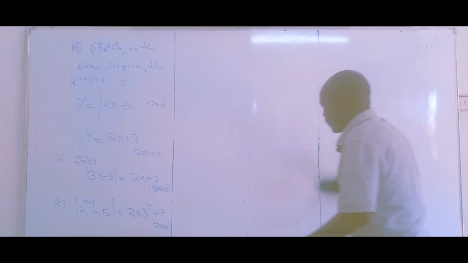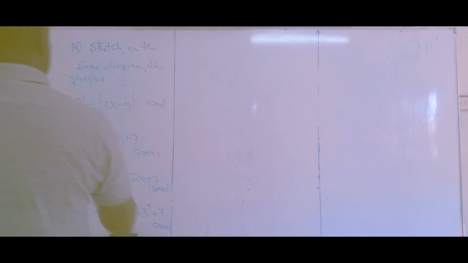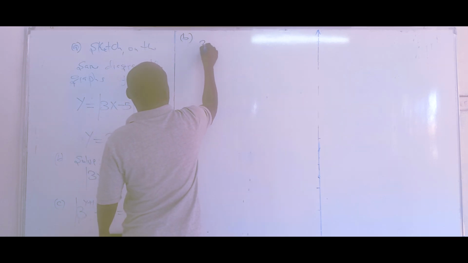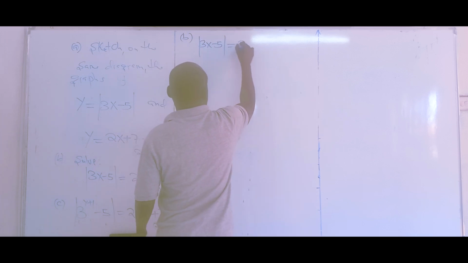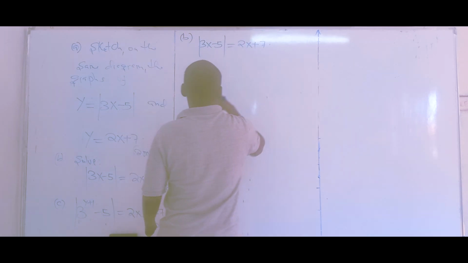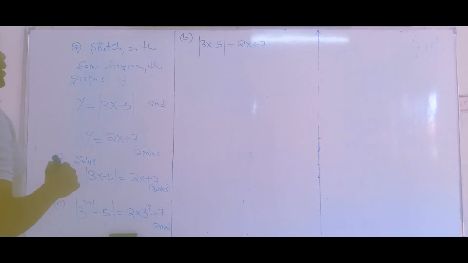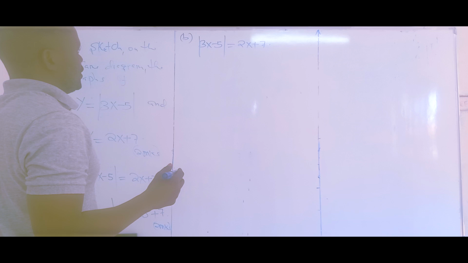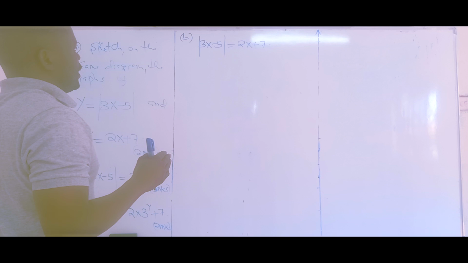Okay, now we consider this. So part B is solve for |3x - 5| = 2x + 7. So there are two ways. One way is where you solve for the positive value, and also where you solve for the negative value.